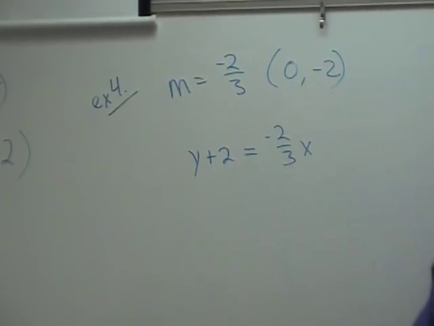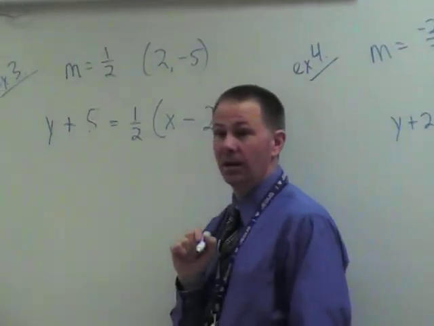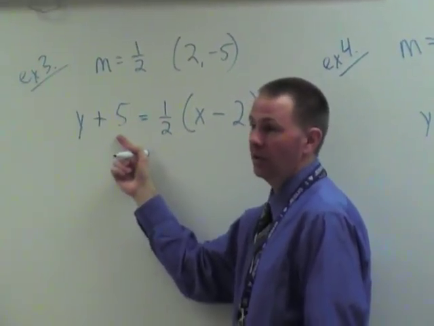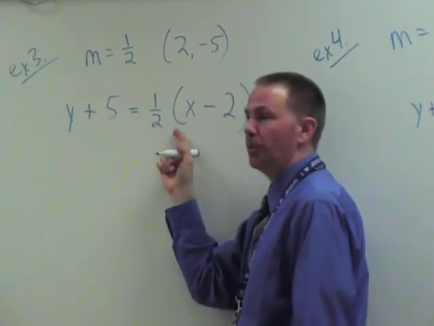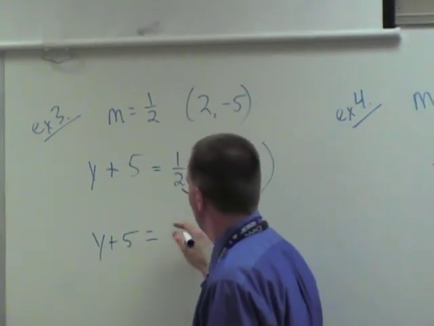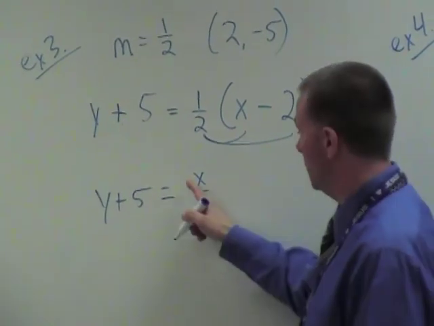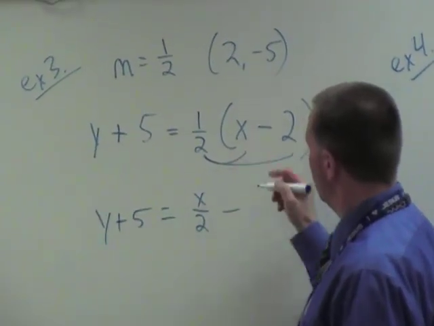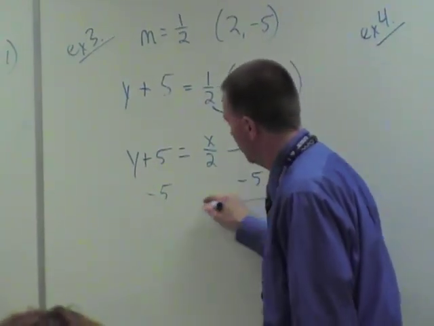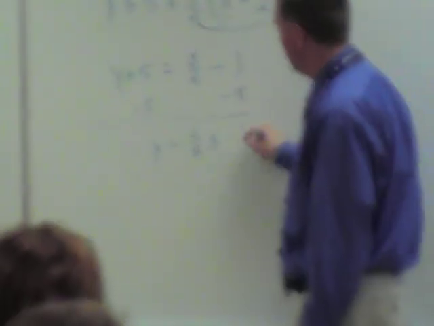Right, meaning get y by itself. If I want you to find the point slope form and then write it in slope-intercept form, you got to get the y by itself. What are we going to do here? Minus 5. But before we do that, we should probably distribute the slope. So this becomes 1/2 x, or x over 2. That's the exact same thing, the 1 in front of the x. And 1/2 of 2 is 1. Now we subtract 5 in the correct position. Y equals 1/2 x minus 6.